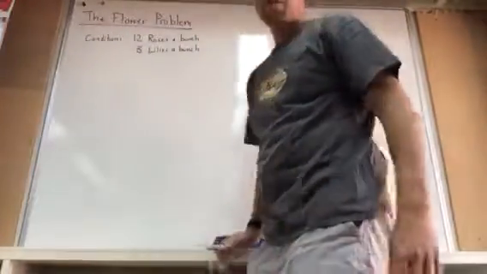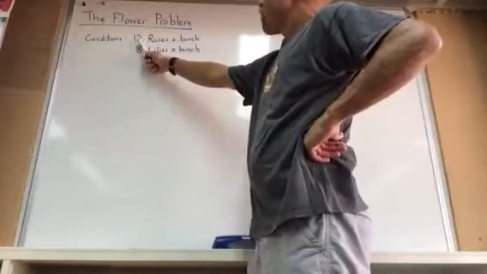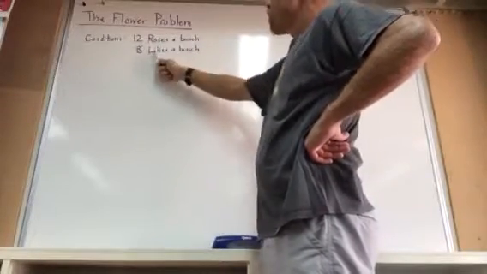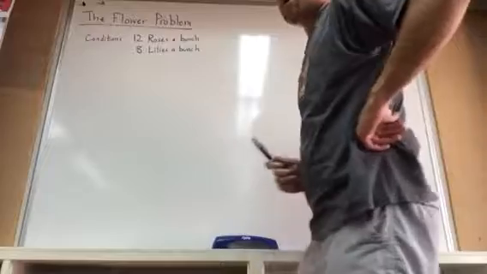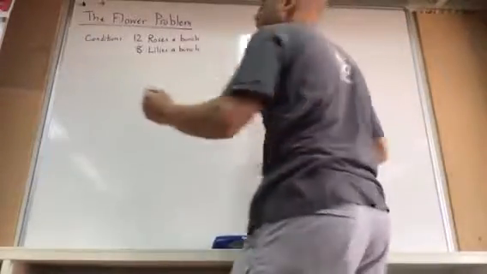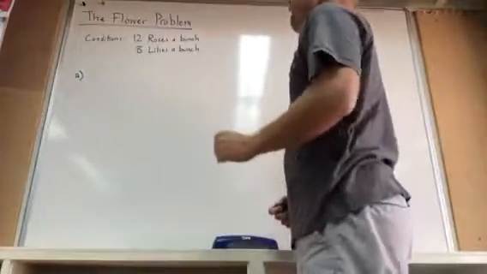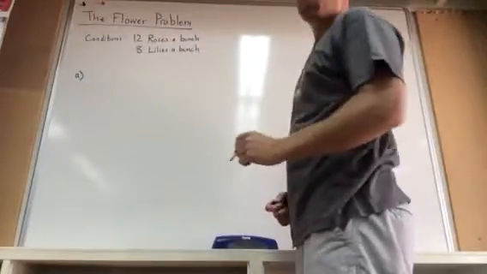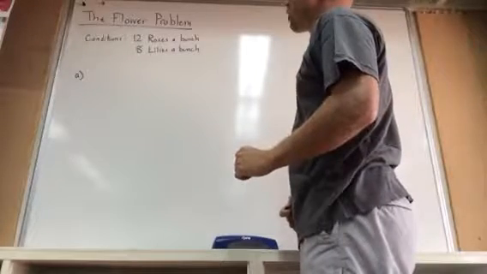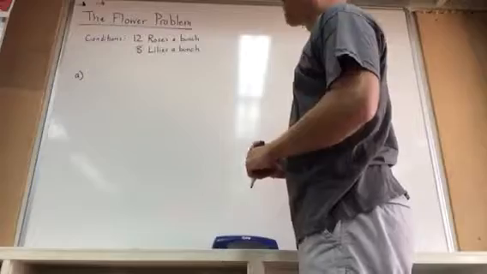Okay, so today we're going to solve the flower problem. As you remember, the conditions were that you had to buy 12 roses in a bunch and 8 lilies in a bunch. Part A of the problem asks for us to find when we can have an equal amount of roses and lilies, and how many bunches we would have to buy of each.